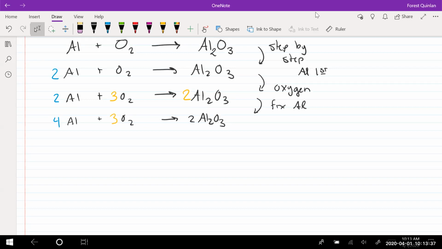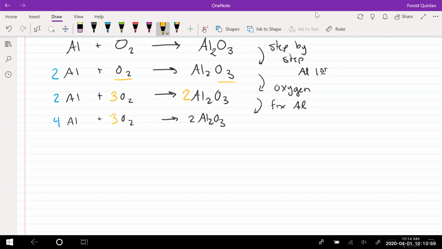I guess I should annotate this while I'm doing this. I saw that there was 1 on the left and 2 on the right. Therefore, I had to fix it, hence the 2 that we see there in front of that aluminum. Now that aluminum was fine, I decided to look at the oxygens. I saw that I had 2 on the left and 3 on the right.